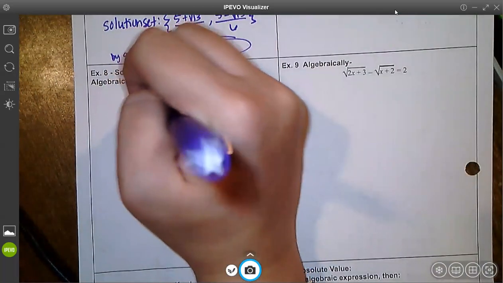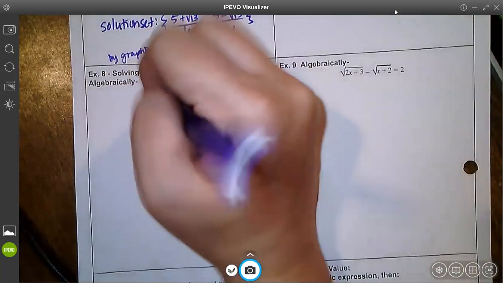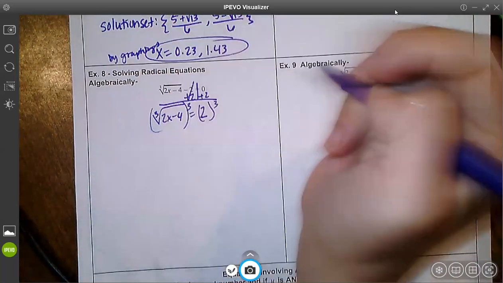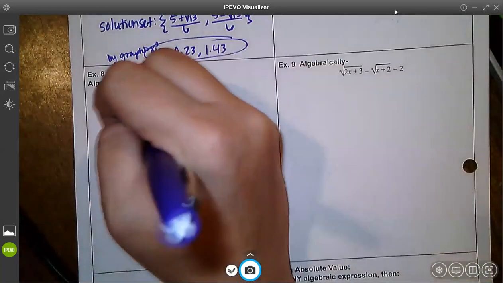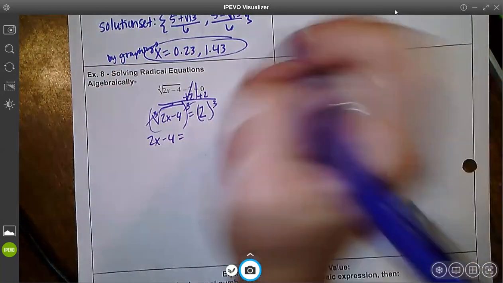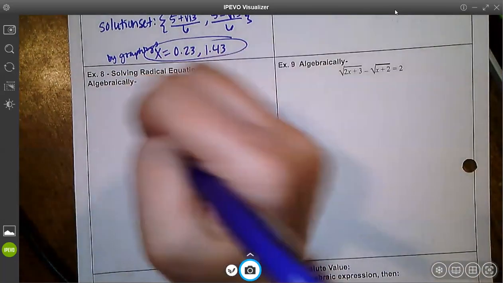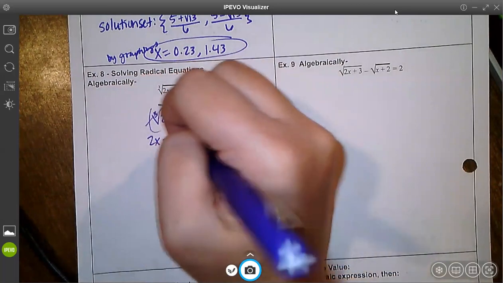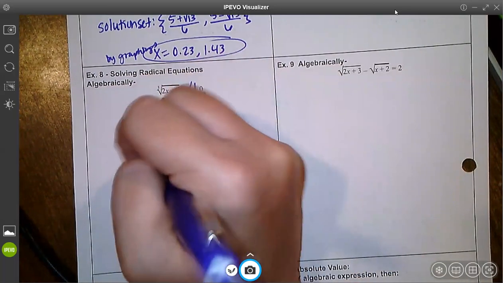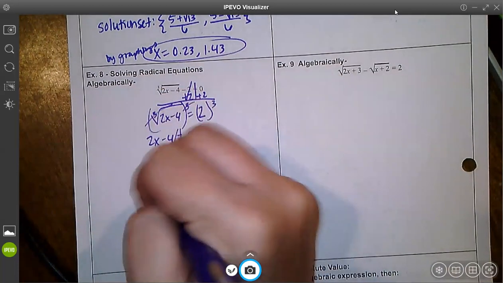So this is a cubed root. To undo the cubed root, you cube both sides. You get 2x minus 4 on the left. 2 cubed is 2 times 2 times 2, which is 8. And then you solve this. Divide both sides by 2. You get x equals 6.